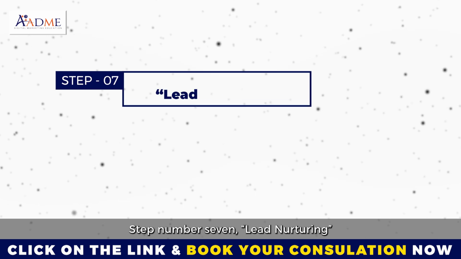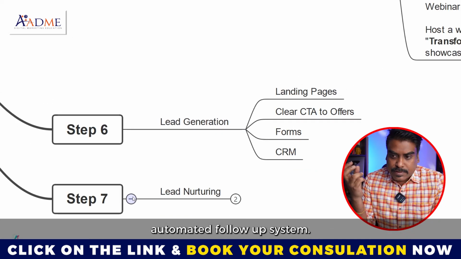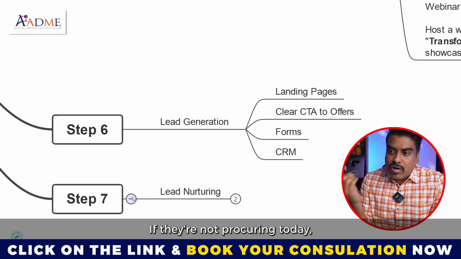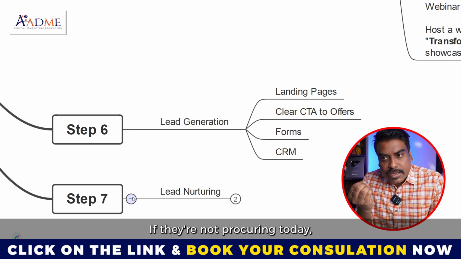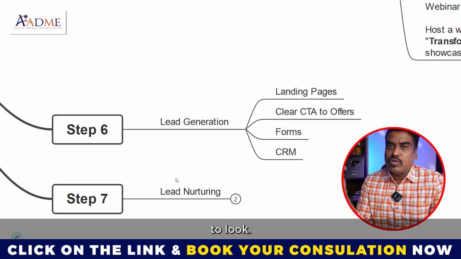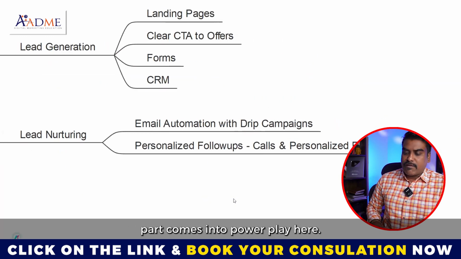Step number 7, the nurturing. I must say it's an automated follow-up system. It will help you to keep your brand on top of their mind throughout the year. If they're not procuring today, if after 3 to 6 months they are ready with the investment, they have some sort of urgency to procure, they remember you. So the lead nurturing part comes into play here.